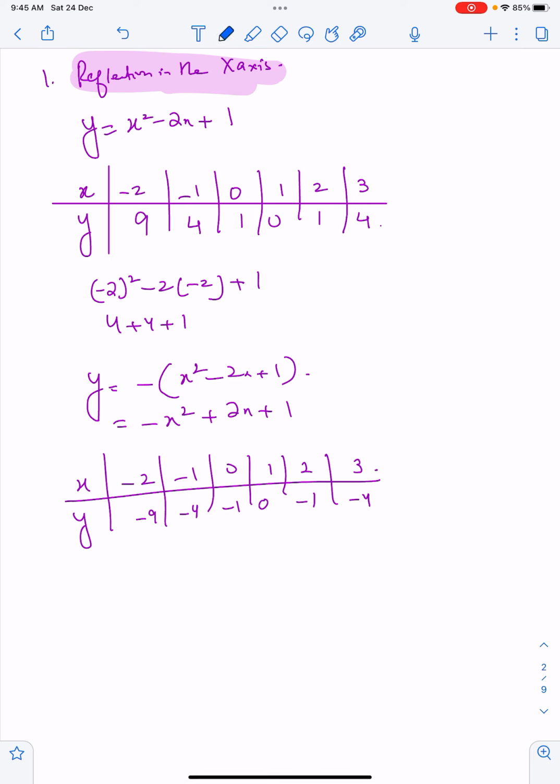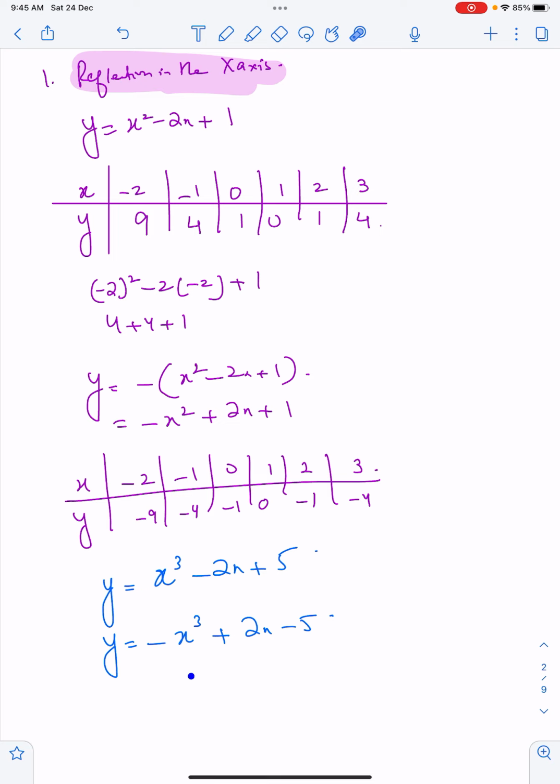I can give you another example. If y equals x cubed minus 2x plus 5, and if I want to reflect it in the x-axis, what I have to do is simply change the signs of all the terms, and now the resulting graph, which is this one, is going to be a reflection of this graph in the x-axis.